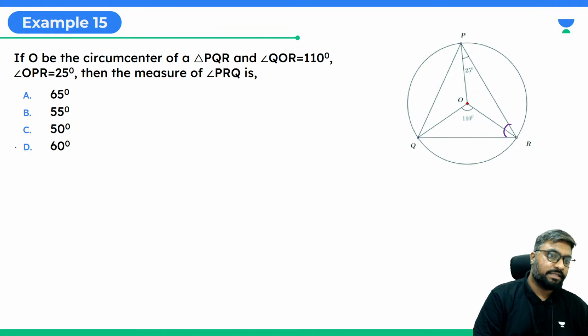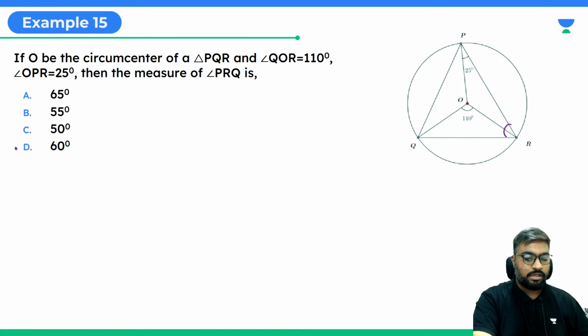Pooja says D, 60 degrees. Okay. Others? Very good, Pooja. 60 degrees is correct. So what is happening? Look at this. Look at the chord QR. This is forming two angles. One on the circle, the other at the center.